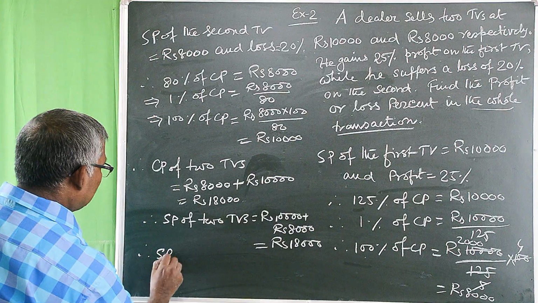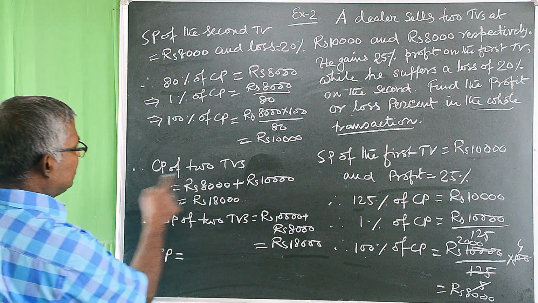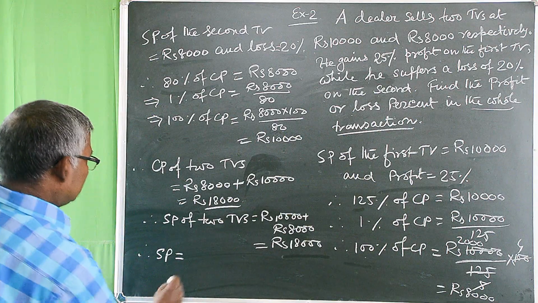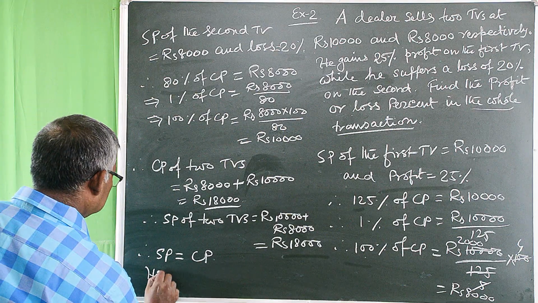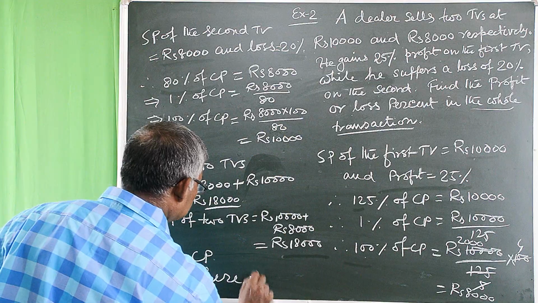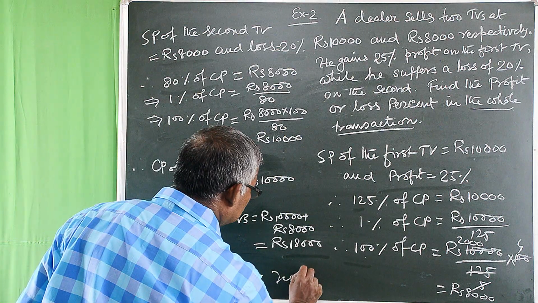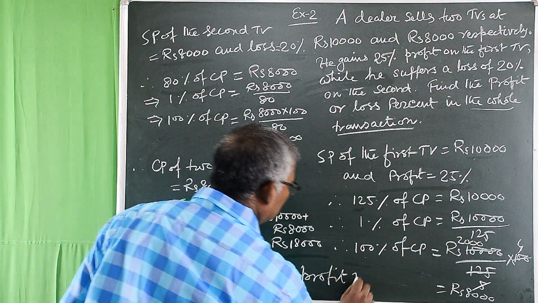Therefore, SP of two TVs equals 18,000 and the cost price of two TVs equals 18,000. Therefore, SP equals CP. Hence, there is no profit, no loss.